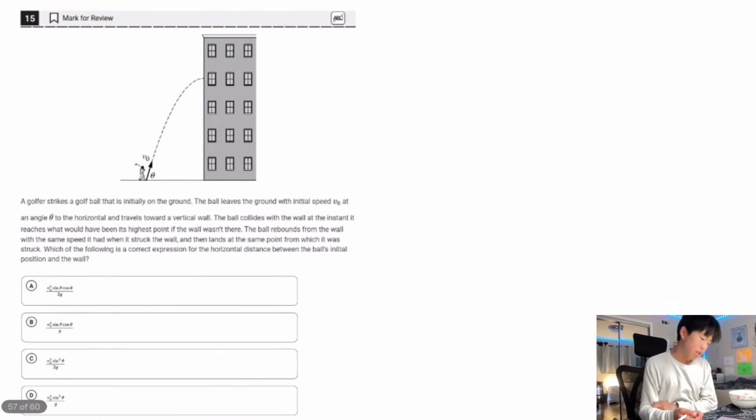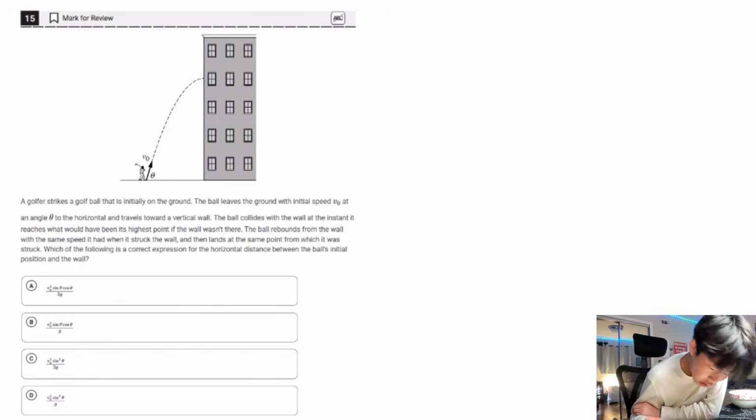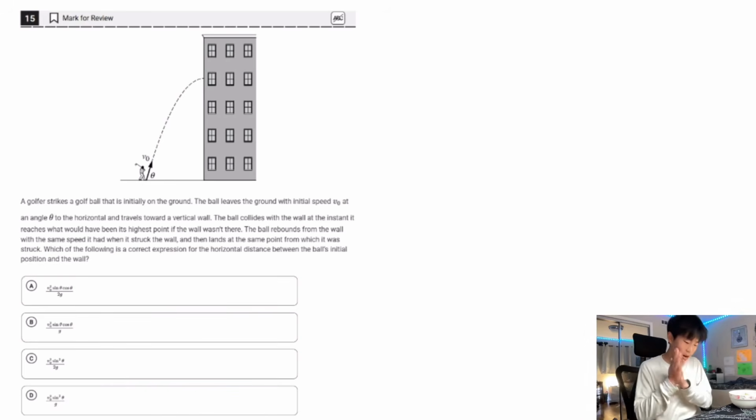Next question. So this one, if you look at it and you think you're cooked, you're not cooked. You're not cooked because you got me right here. So let's just lock in on this one.